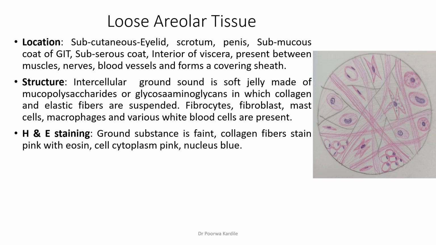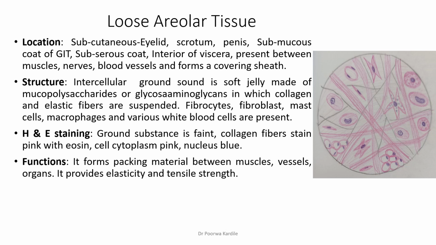Then the collagen fibers take pink color with the eosin, and the cytoplasm is pink, and the nucleus of the cells appear blue in color. We cannot differentiate different types of cells under low power, but we can see their nuclei. The violet color nuclei of different cells are visualized under low power.